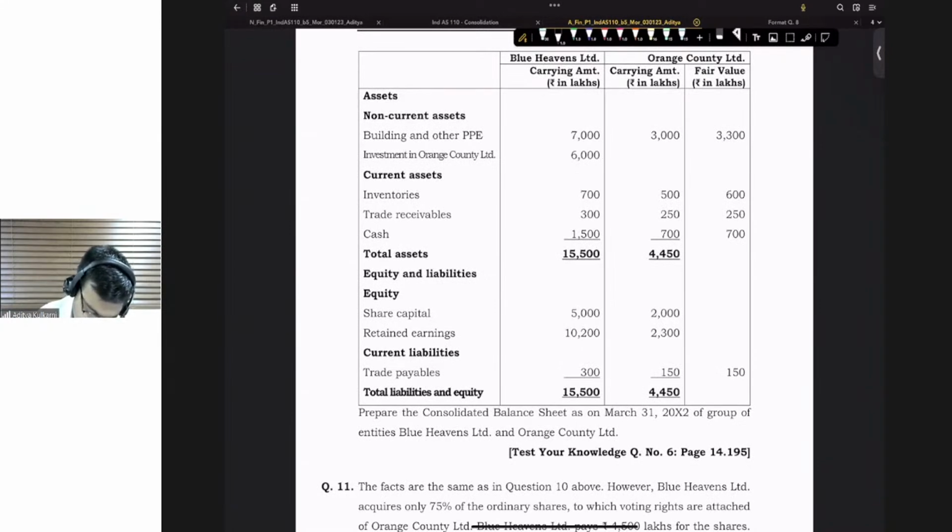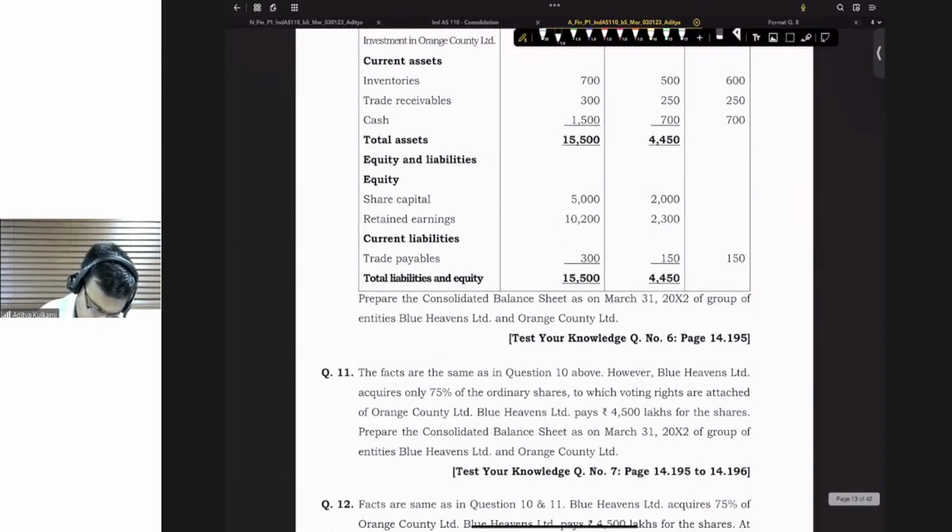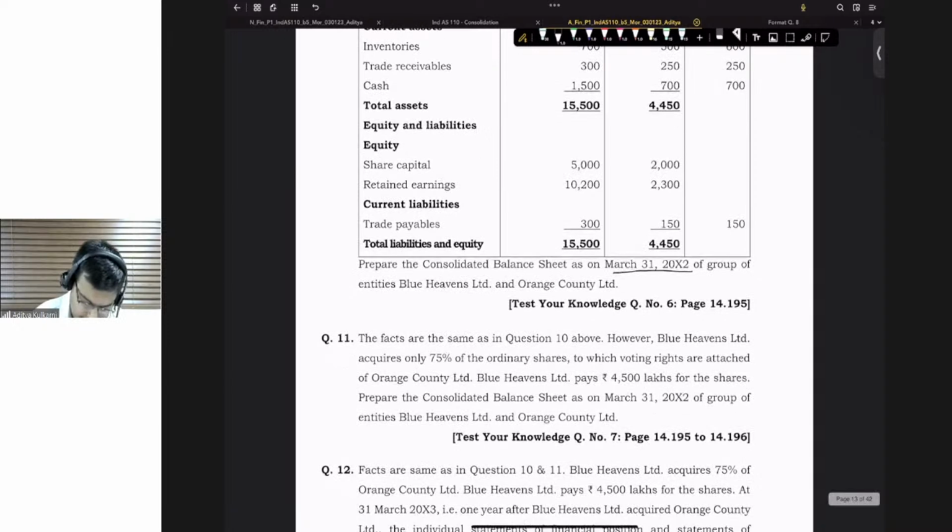Equity, you are having share capital and retained earnings and trade payables. Prepare the consolidated balance sheet as on 31st March 20x2 of the group entities of Blue Heavens and Orange County Limited. Okay, so this is the question which you are having now.